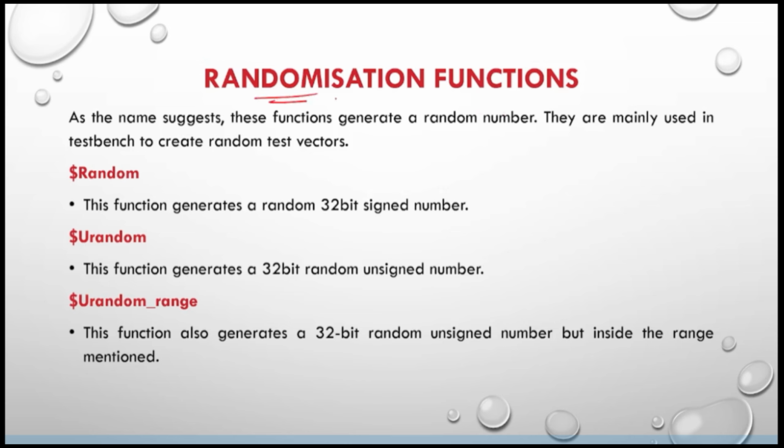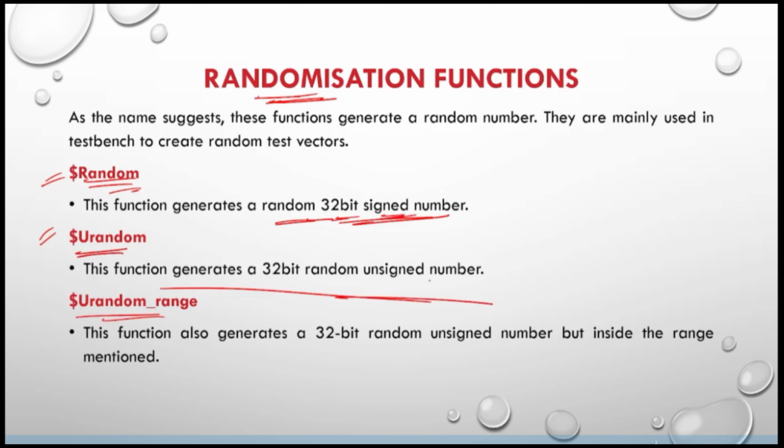Now coming to randomization functions. You will learn mostly about randomization when you learn SystemVerilog concepts. But Verilog can also provide random values, though not as efficiently as SystemVerilog. To provide random values in Verilog, you will use these three commands. $random is used to generate random bits of a 32-bit signed number. If you want to generate a 32-bit unsigned number, you will use the $urandom keyword.